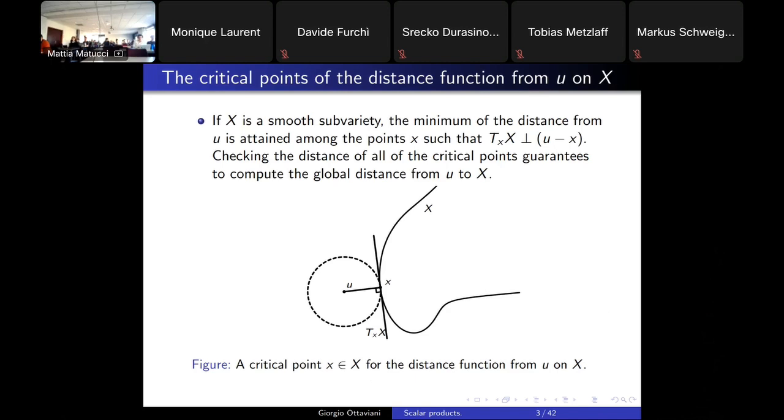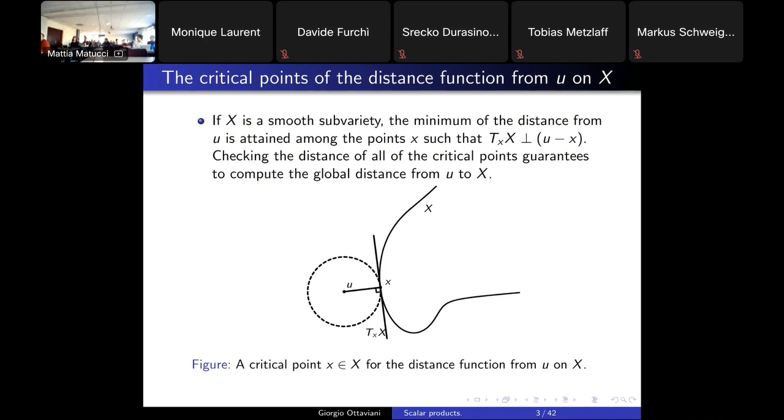Now there is a warning, of course, that there are many software that compute the distance just working locally.